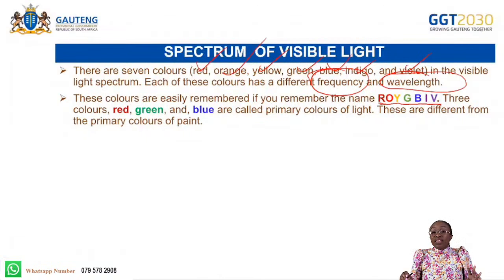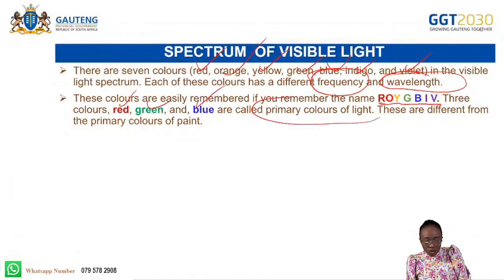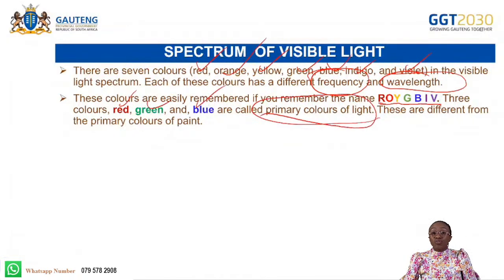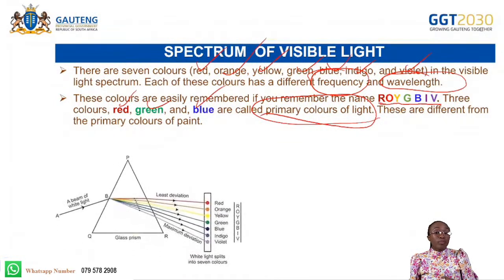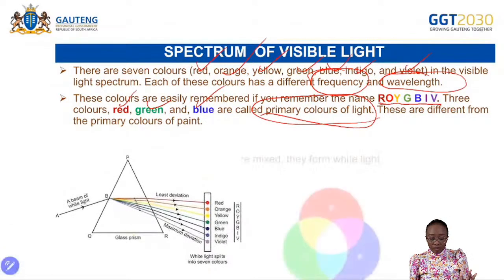Now, light has its own primary colors, and they are red, green, and blue. They are called the primary. Note, these are very different from the primary colors of paint.